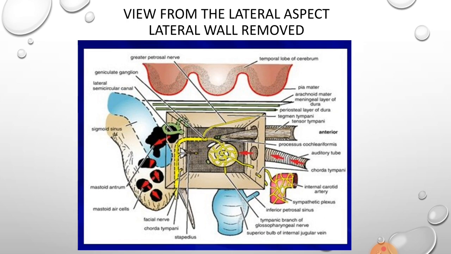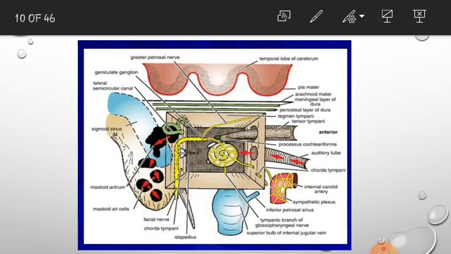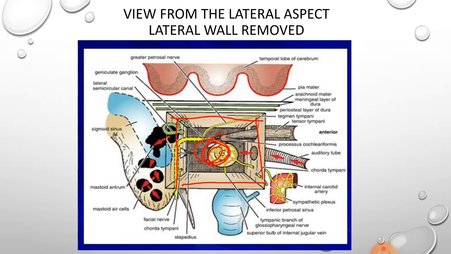This is the same that I showed you two slides back. This is the lateral wall removed. We're standing right next to the tympanic membrane, and we're having a look at the medial wall right in front of our face. We're having a look at the anterior wall, which is this. We're having a look at the posterior wall, the roof, tegmen tympani. This is the floor, and this is the medial wall.